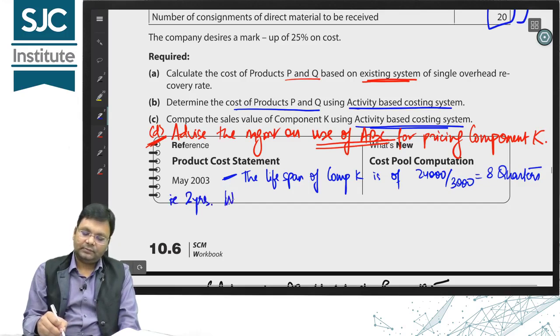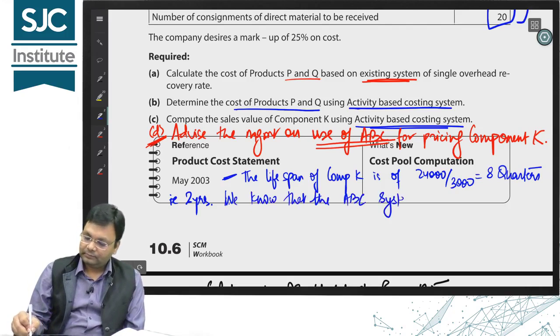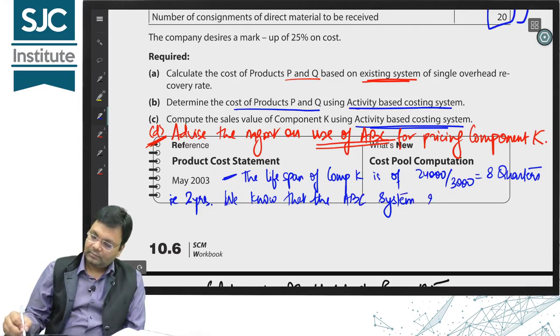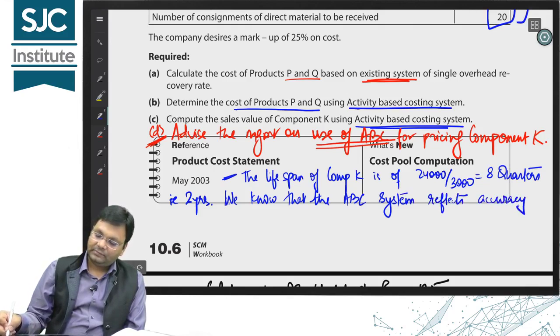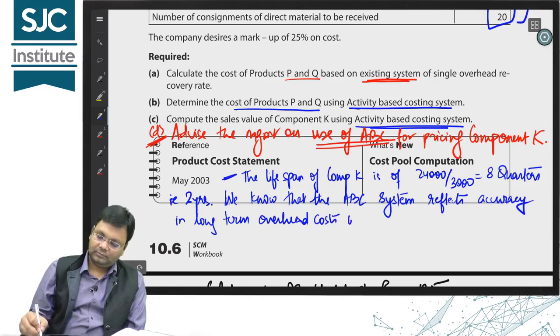We know that the ABC system, activity based costing system, reflects accuracy in long term overhead costs and not in short term decisions.